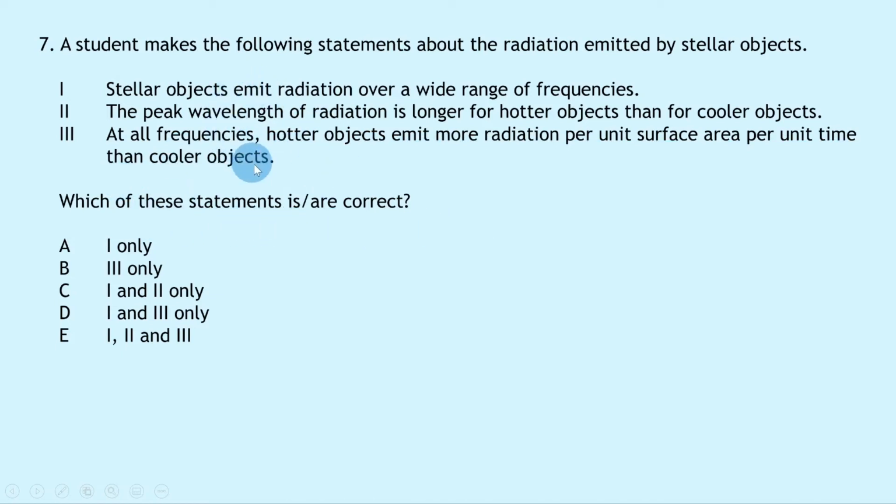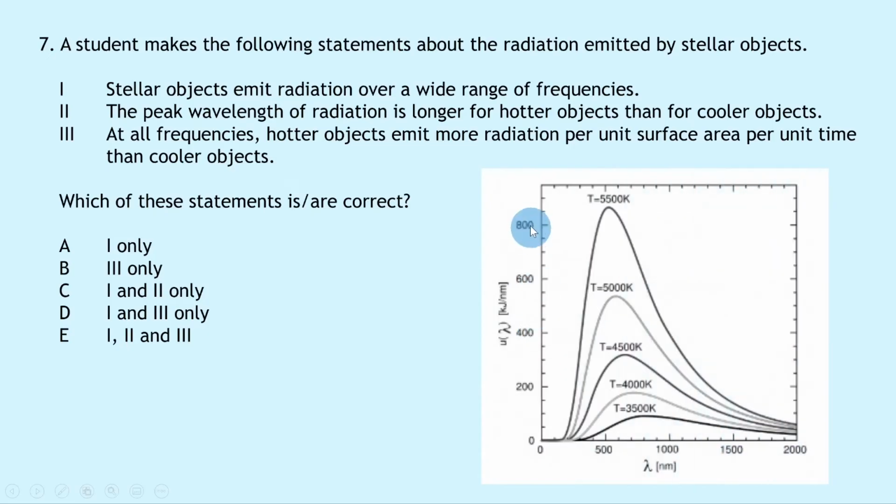Well, let's go through each statement in turn and decide which of them are true and which are false. Statement 1, first of all, stellar objects emit radiation over a wide range of frequencies. Now remember on the graphs of blackbody radiation curves, which look something like this, where you've got radiation on the y-axis against wavelength on the x-axis, you can see there's radiation emitted over a wide range of wavelengths, which will correspond to a wide range of frequencies as well. So that first statement is true.